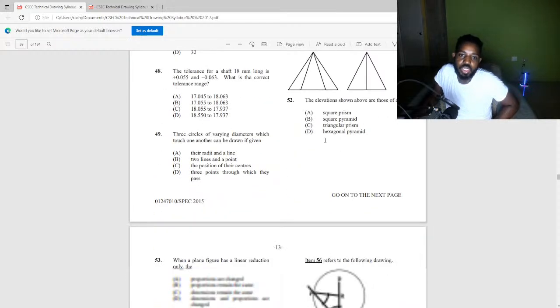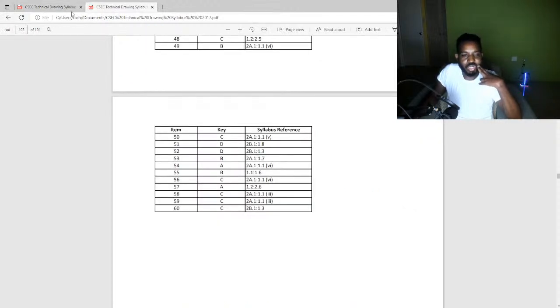Number 52 says, the elevations shown above are those of a square prism, square pyramid, triangular prism, hexagonal prism, hexagonal pyramid. I think hexagonal pyramid, because if we're seeing 3 on one side here, that means there's 3 on the next side, but this here looks like we're seeing 2, so it's kind of confusing. Number 52 is D.